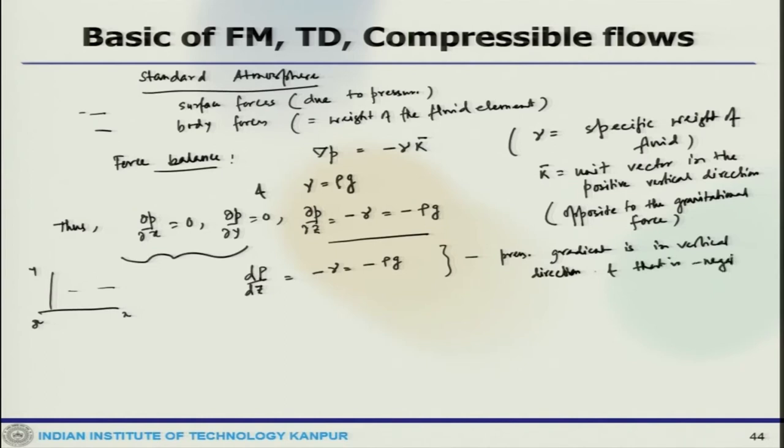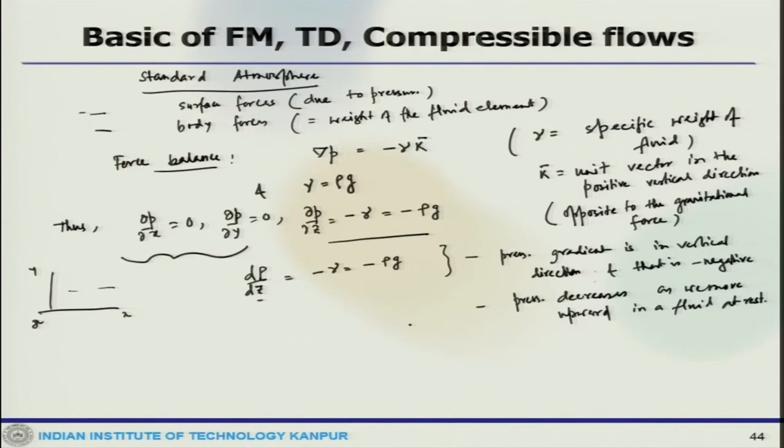And that is negative. That is very important information: when you go in the vertical direction, that is where you feel the pressure gradient, and it is negative. Which means the pressure actually decreases as we move upward. That means from sea level as you go up, the pressure actually decreases in a fluid which is at rest.